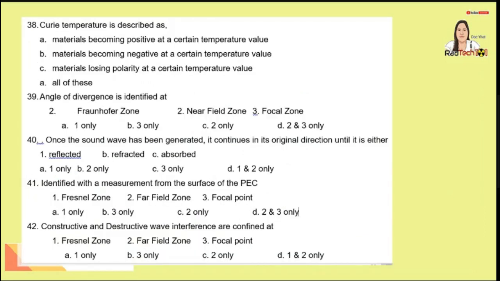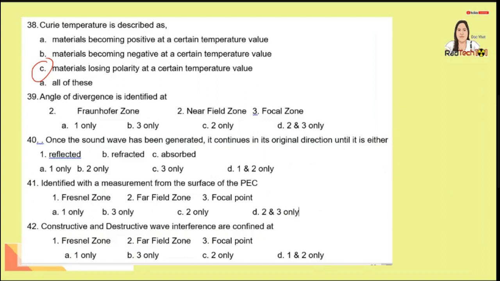38, Curie temperature is described as materials losing polarity at a certain temperature value. So this is very important in our ultrasound. So when the piezoelectric crystals will reach its Curie temperature, it will render it useless. Hindi mo na magagamit yung ultrasound probe mo, transducer mo, because the crystals has lost its polarity. So what you're going to do is to buy a new one. New transducer.